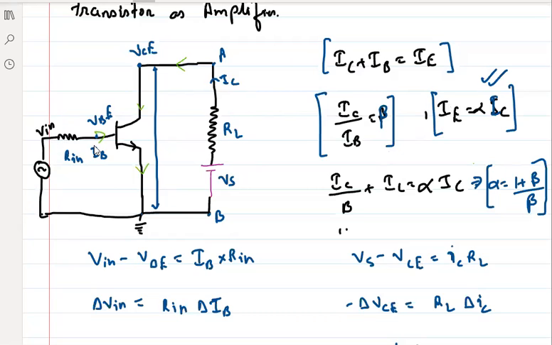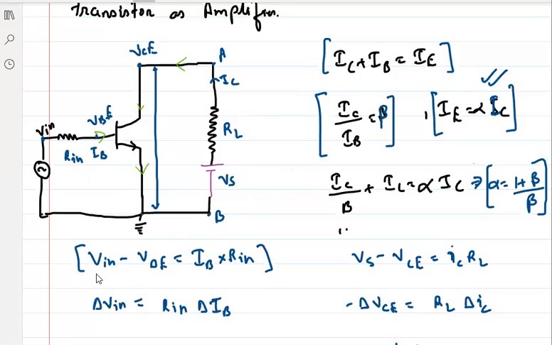Now let's try to write the equation using Kirchhoff's voltage law. So I can write this equation: VIN minus VBE is equal to IB into RIN. Yes or no? Agree? VA minus VB, using Ohm's law, the change in potential between point A and B should be equal to current into resistance. Okay?